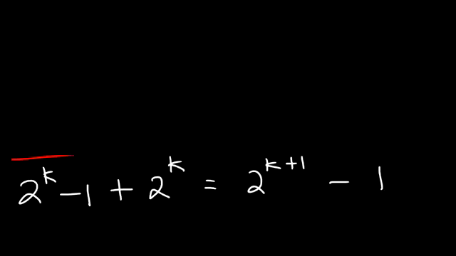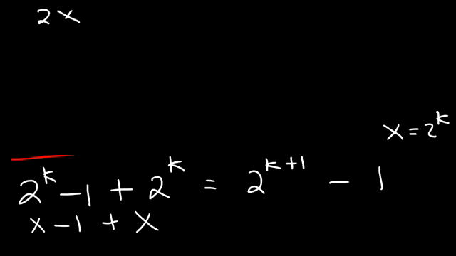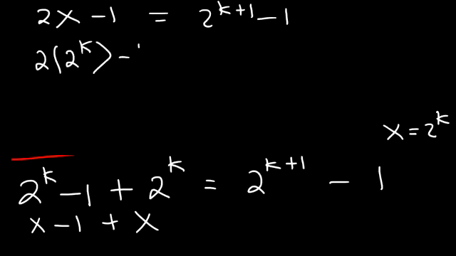Now, how can we show that the left side and the right side are the same? Well, imagine if we set x equal to 2 raised to the k. This would be x minus 1 plus x. And we know that x plus x is 2x. So we would have 2x minus 1. And then if we replace x with 2 raised to the k, it would be 2 times 2 raised to the k minus 1. So that's what we now have at this point.